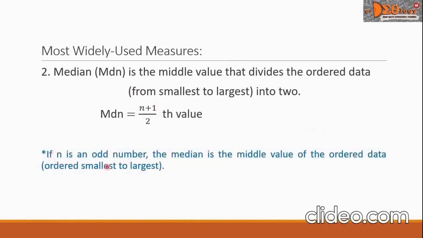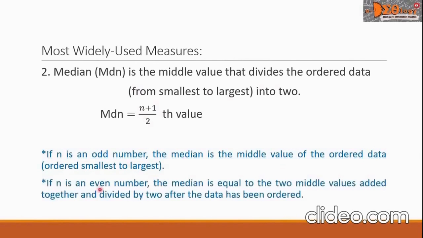If n is an odd number, the median is the middle value of the ordered data from smallest to largest. If n is an even number, the median is equal to the two middle values added together and divided by 2 after the data has been ordered.